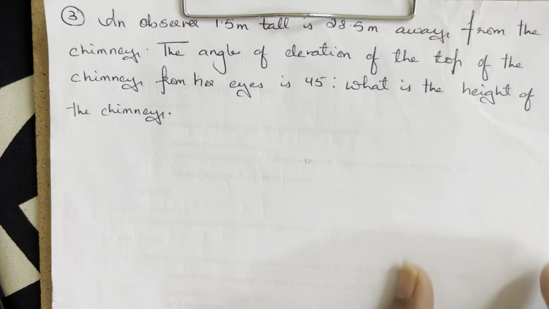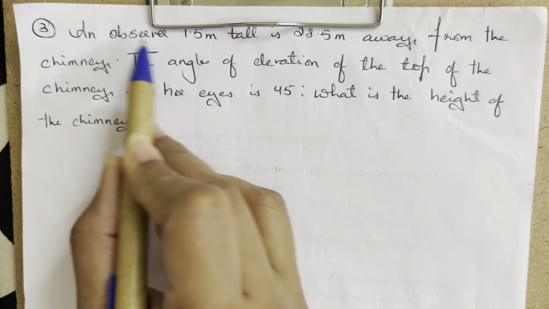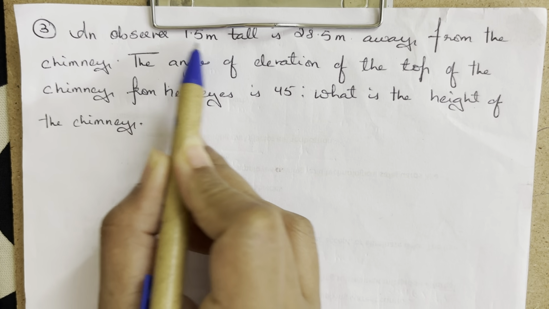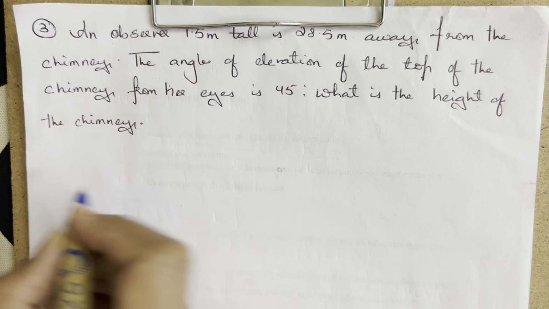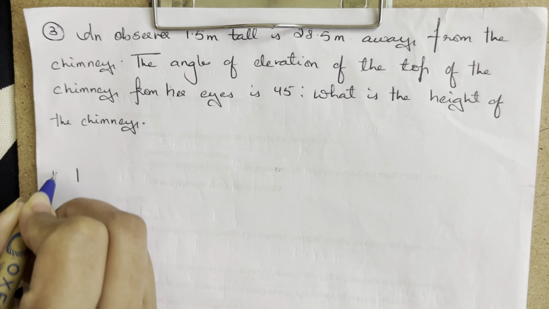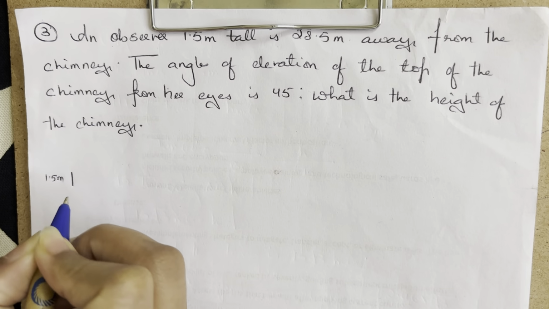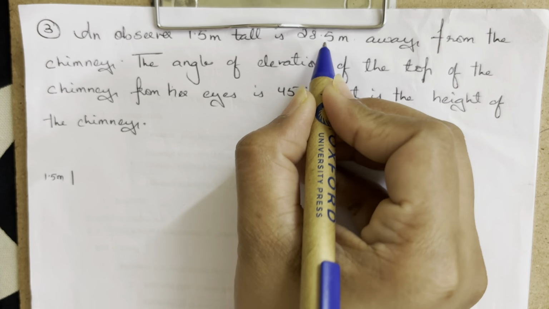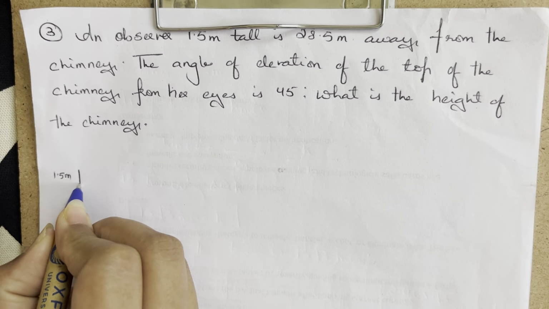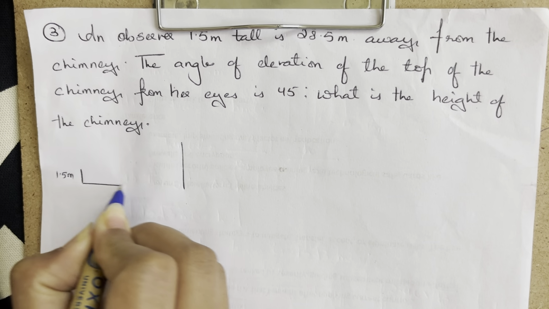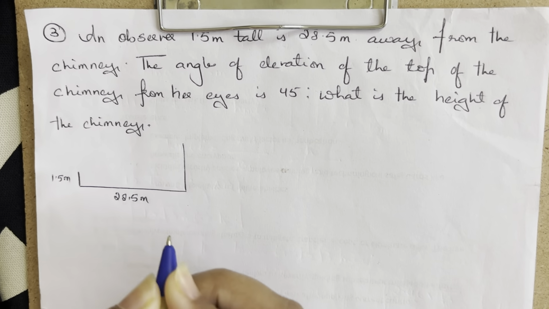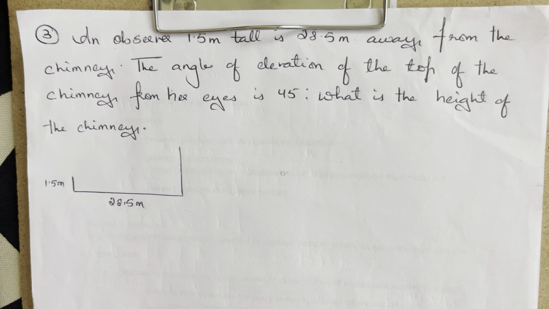Now, starting with this question, it says that an observer 1.5 meters tall. So what do I understand? There's a person whose height is 1.5 meters. Okay, so this is 1.5 meters height of a person, who is 28.5 meters away from the chimney. There's a chimney and the distance is 28.5 meters away from the chimney.